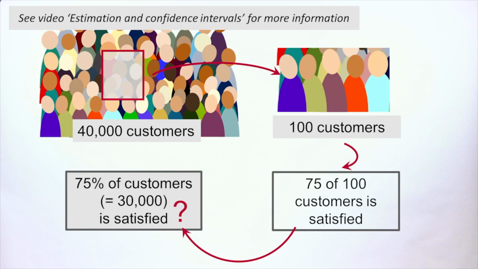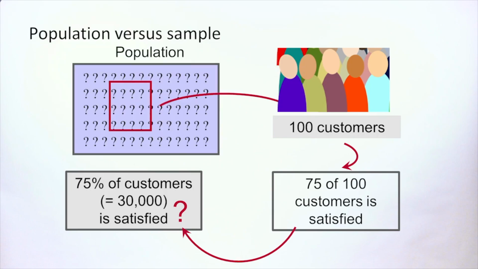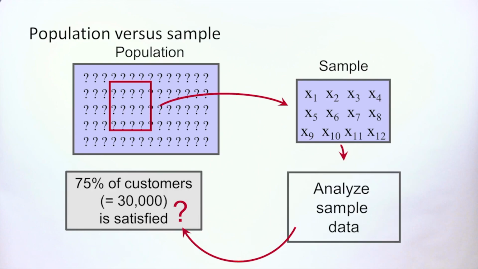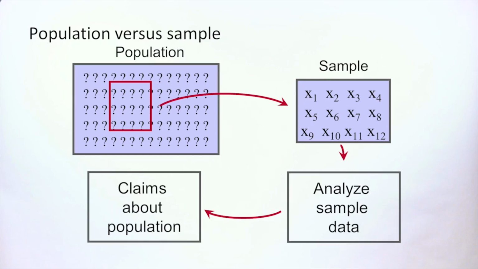I will visualize these steps of making a claim about the population using a diagram. The population is represented by question marks. Then we select our sample, and then we collect data for each unit in the sample and analyze this sample data. Finally, we use this analysis to make claims about the entire population.